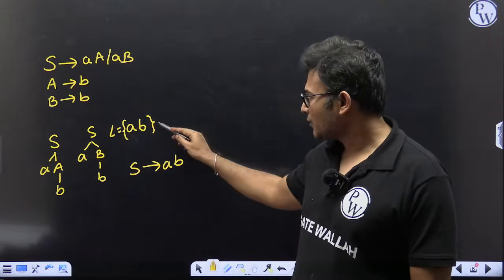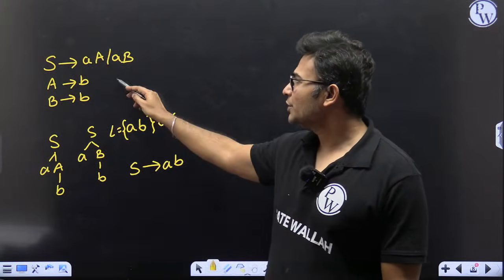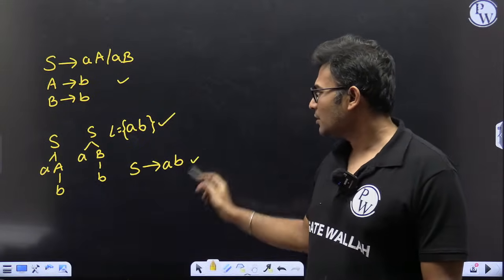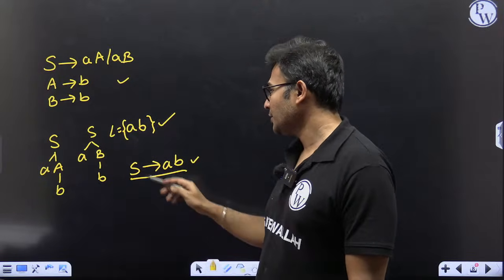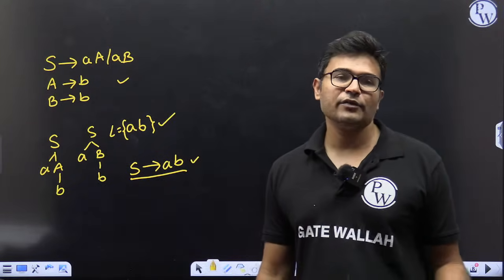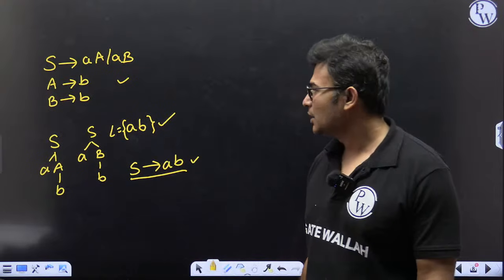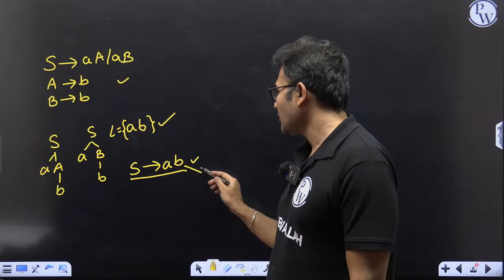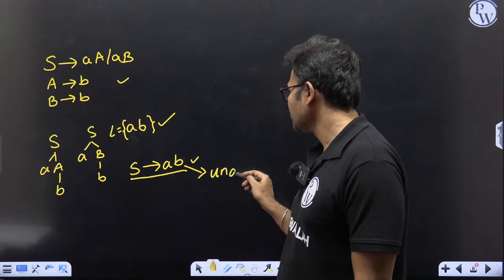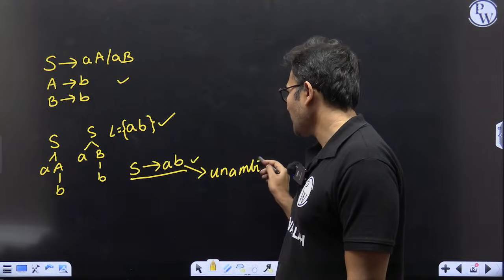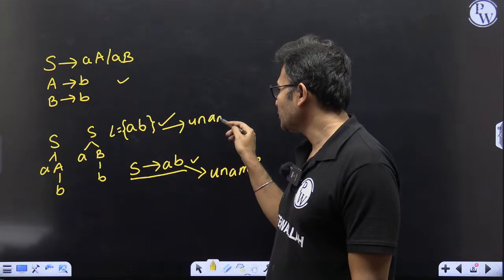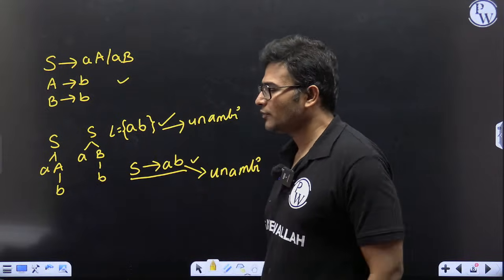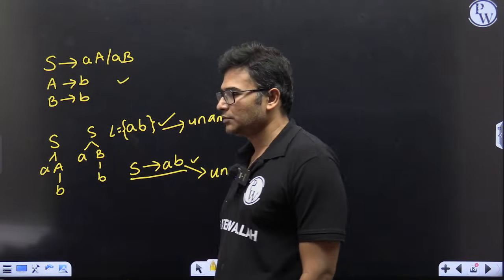For this language, there is an ambiguous grammar and there is an unambiguous grammar. If there is at least one unambiguous grammar for a language, we call the language unambiguous. Therefore, this grammar is unambiguous, and so this language is unambiguous.